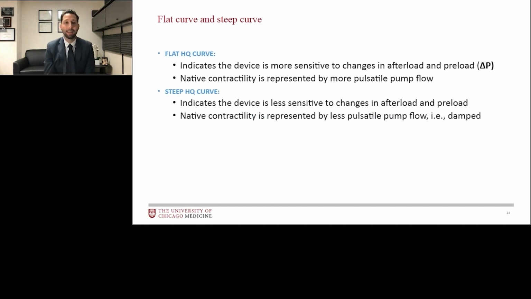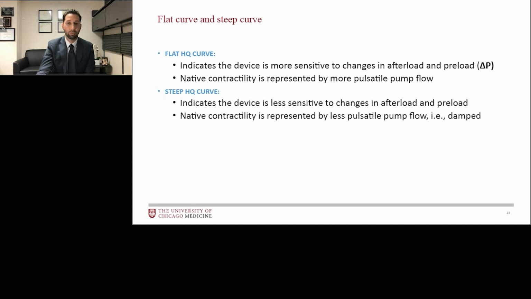A pump that has a flat HQ curve is going to be more sensitive to changes in preload or afterload. It's going to have more variations in flow if one were to have a variation in preload or afterload, and it's going to better reflect native contractility as a very pulsatile flow pattern. Conversely, a pump that has a steep HQ curve is going to be less pressure sensitive and is going to have a more dampened flow response to native contractility.